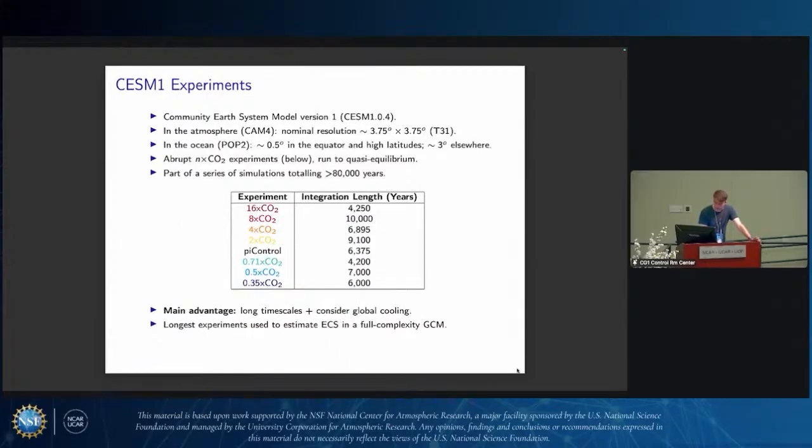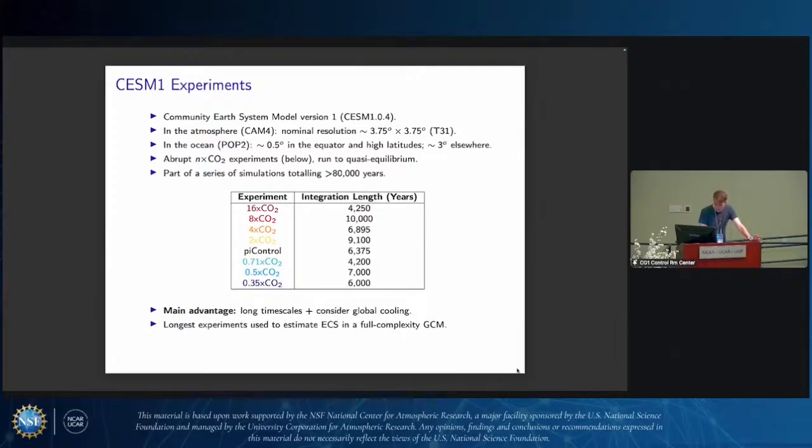So in the first part of my PhD, I did a series of n-times CO2 experiments using CESM1. So it's quite old, it's CESM 1.0.4. In the atmosphere, it's CAM4 with T31 spectral truncation, which corresponds to about 3.75 degrees, so pretty coarse. In the ocean, POP2, so about half a degree at the equator and about 3 degrees elsewhere.